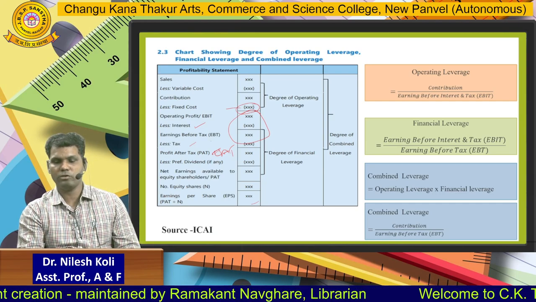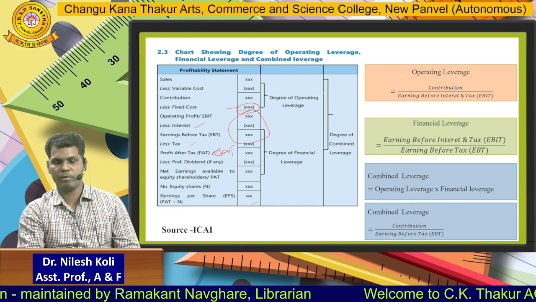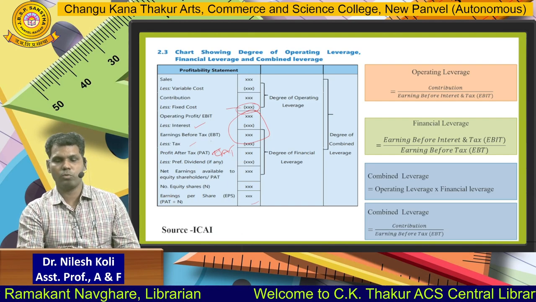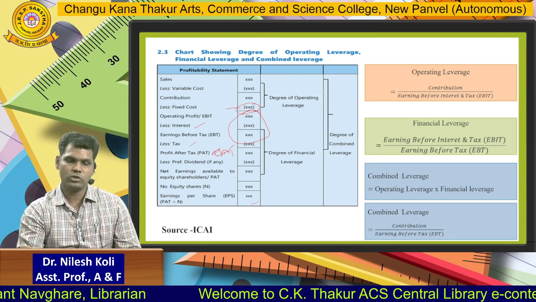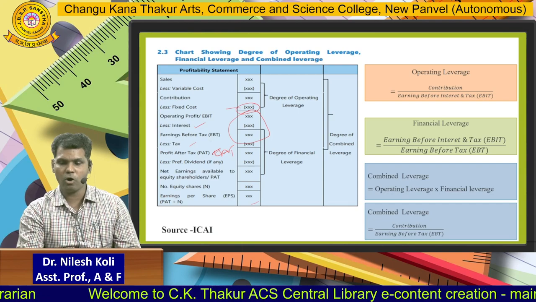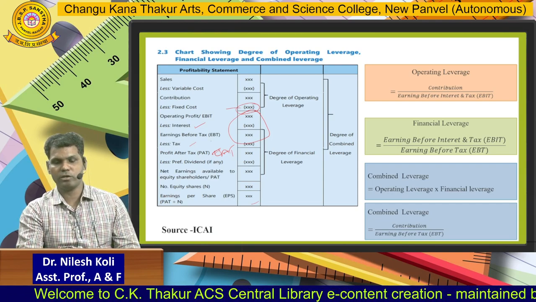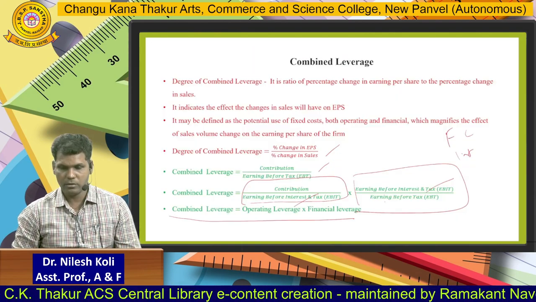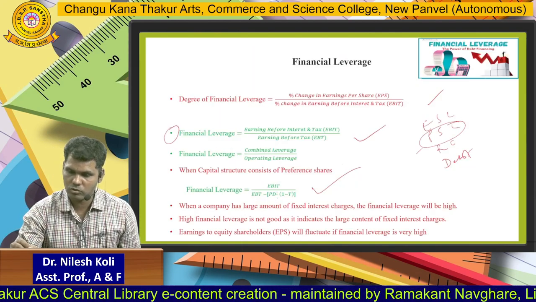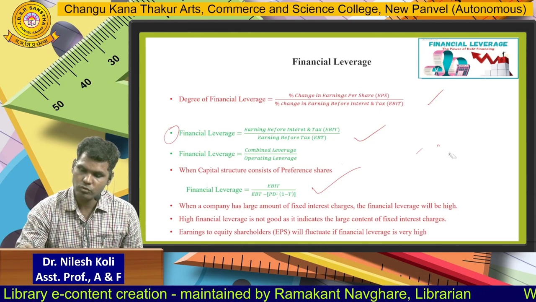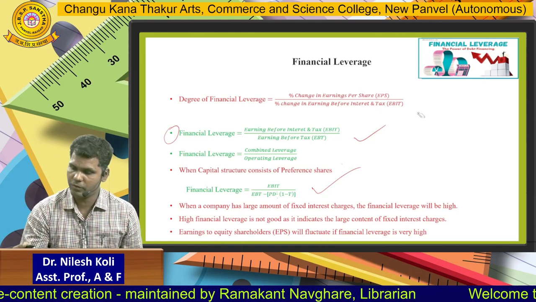Combined leverage is equal to operating leverage multiplied by financial leverage. Or the other formula is contribution upon EBIT. So we can use these formulas at the time of calculating operating leverage, financial leverage and combined leverage. Here again, I tell you one thing in financial leverage, how the interest on debt is affecting.